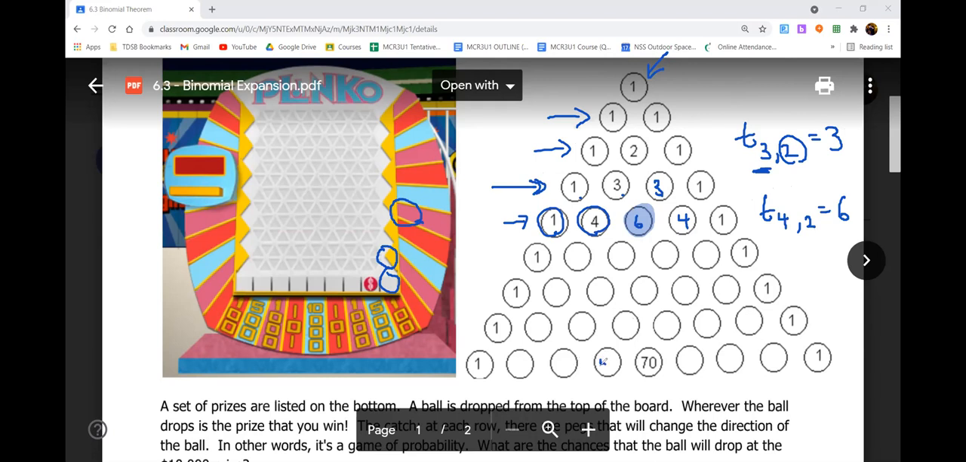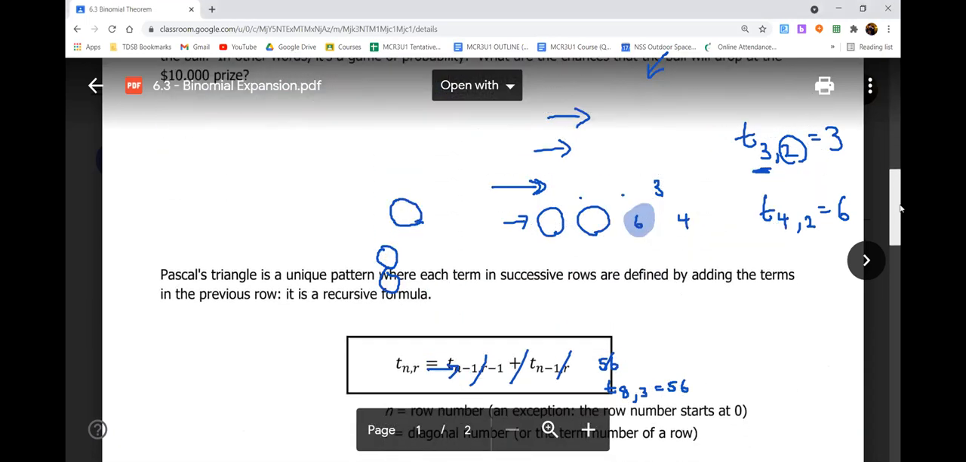Let's try, there's a 56 here. What row is this one? That would be row number 8. What diagonal is this? 0, 1, 2, 3. Term 8 comma 3 is 56. You need to understand how to refer to these numbers if you are to understand the equation for Pascal's triangle.